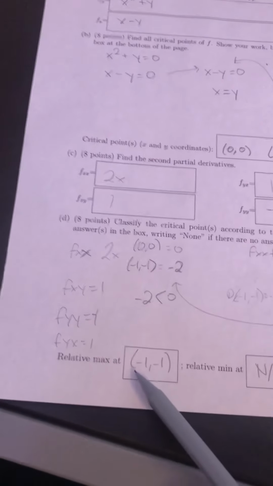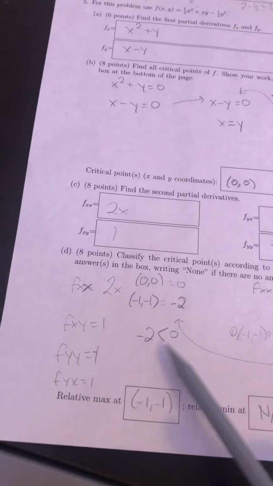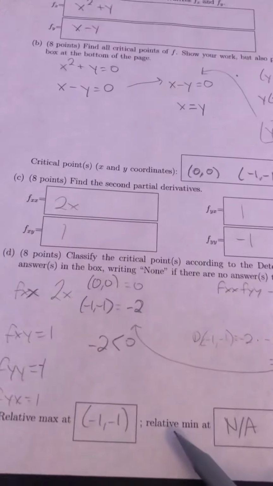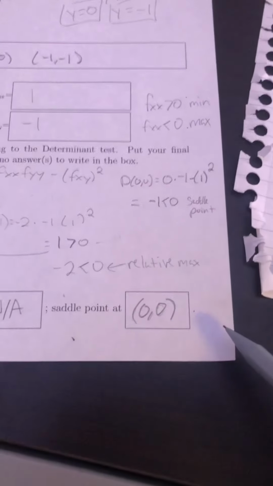So our relative max point is (-1, -1), the critical point. And the relative min, there is no relative min. And then the saddle point is (0, 0).